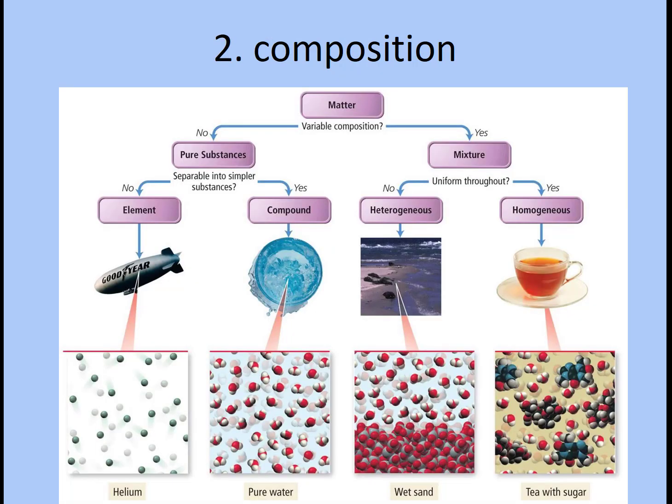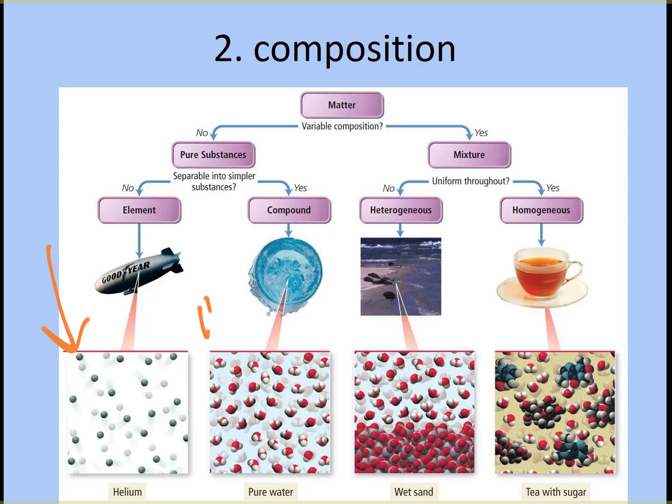The composition of matter, we can classify it into pure substances or mixtures. So let's first look at pure substances. Pure substances are separated into elements and compounds. In an element, you only have one type of atom, and the atoms will be all the same. Compounds are composed of elements that are bonded together.